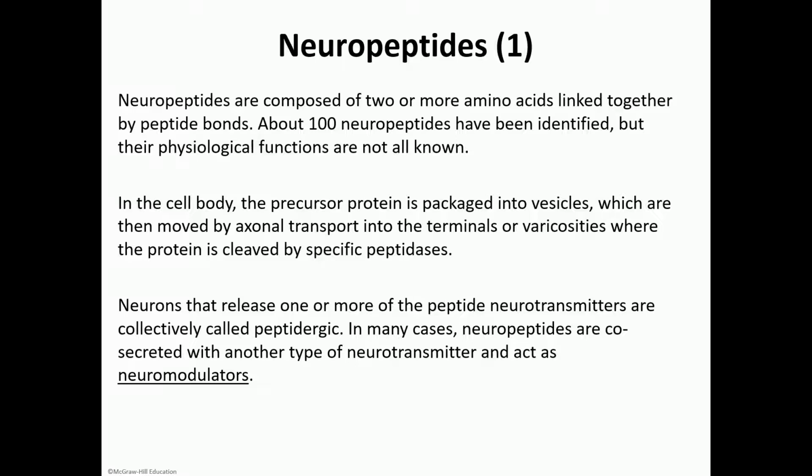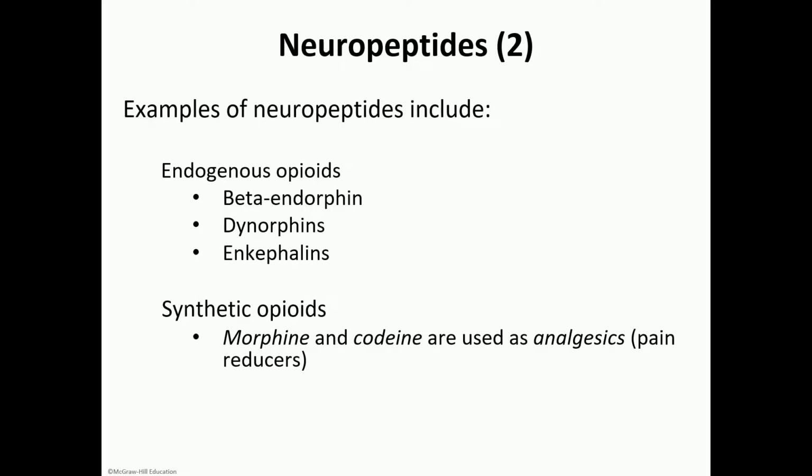Most of the time, these neuropeptides are actually neuromodulators. So they modulate the response to neurotransmitters. Now, without going into detail, these are the examples of neuropeptides that we want to know. Like I said, we've got hundreds of those. We only need to know three. They are known as the endogenous opioids.